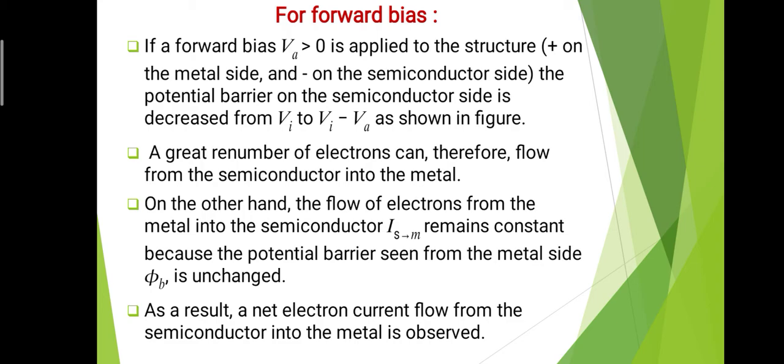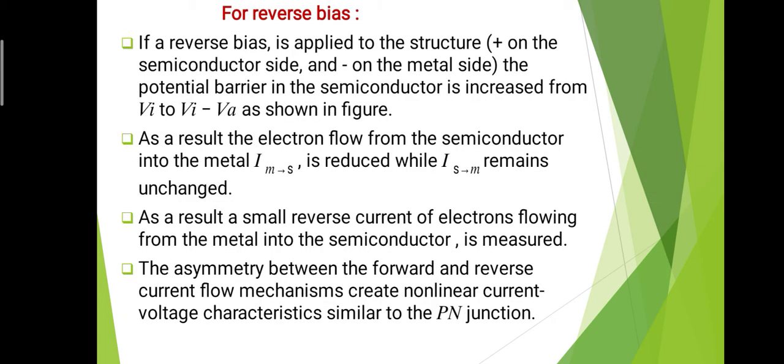Due to the electrons present in the metal, the current remains constant, and this is the net electron current which flows from the semiconductor into the metal. This is the only current observed in the forward bias. Now, if a reverse bias is applied to the structure, that is positive on the semiconductor side and negative on the metal side, then what happens?